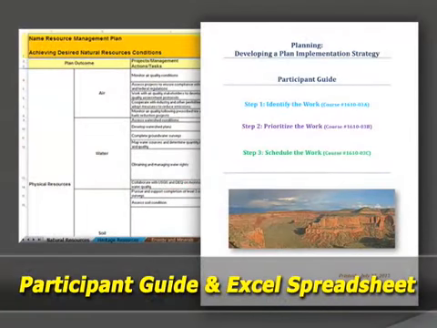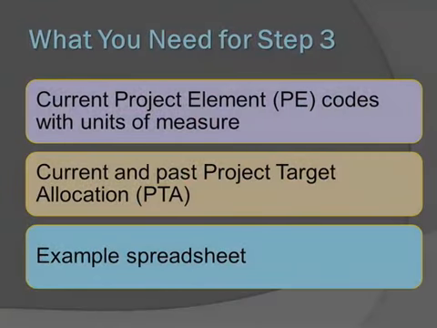As I mentioned earlier, there's a few documents that you'll want to have in front of you to help you do step 3. First of all, of course, you'll have your participant guide. Open that up to the PE codes. We included in the participant guide the fiscal year 12 PE codes that have units of measure, but the codes change a little bit from year to year, so be sure that you've got this current year's PE codes with units of measure to help you with step 3.